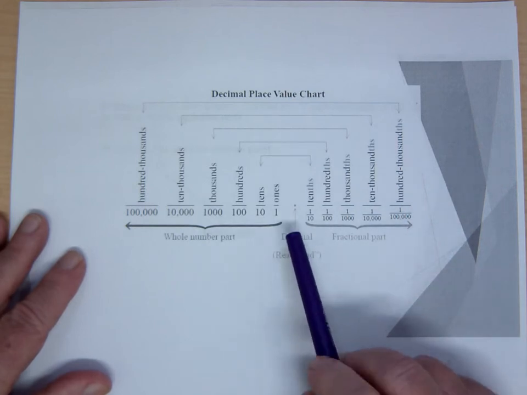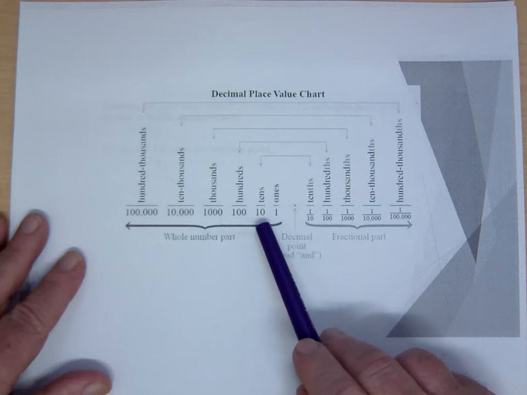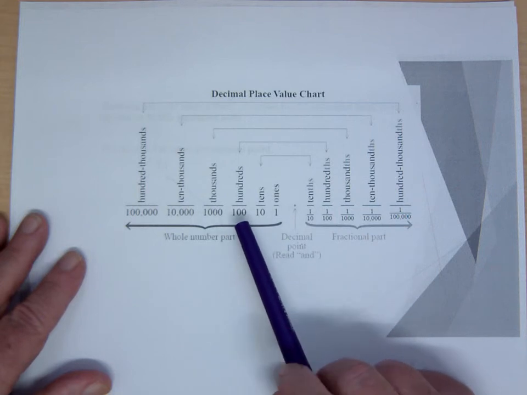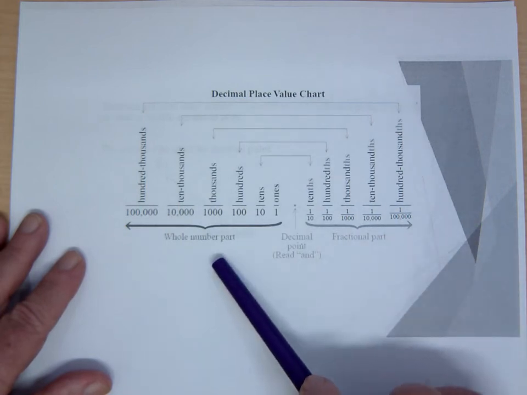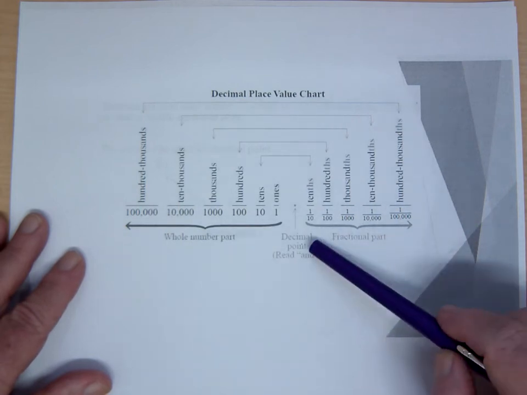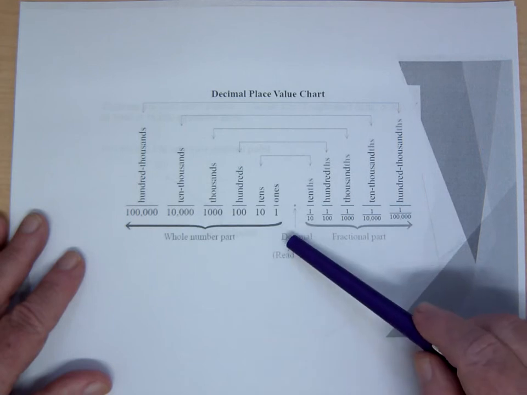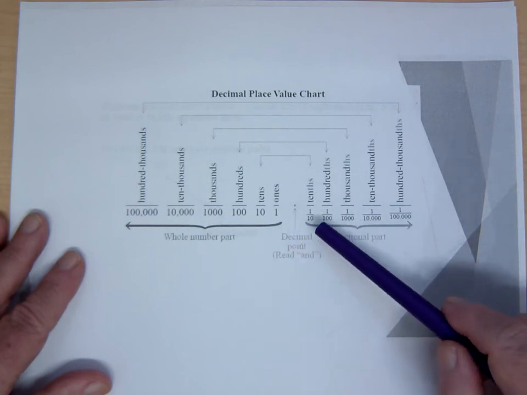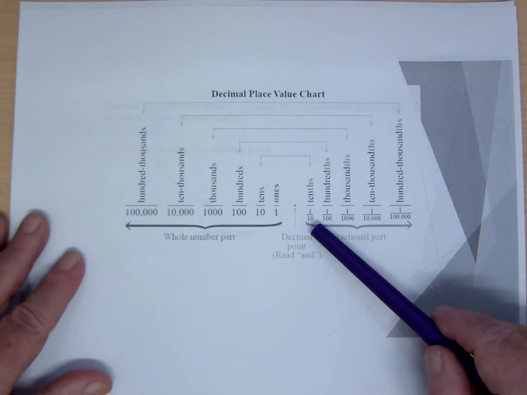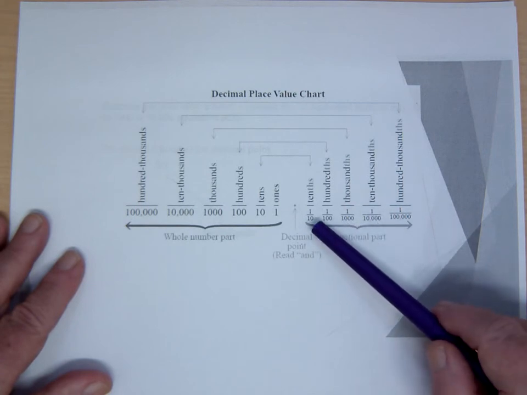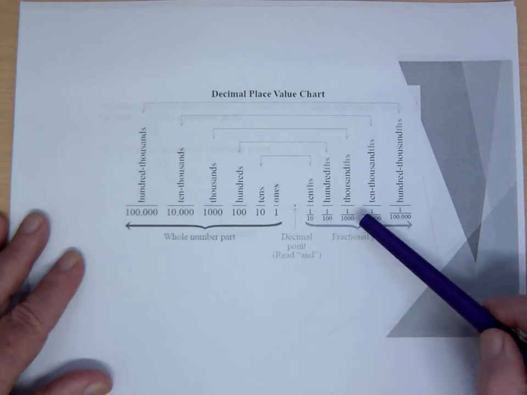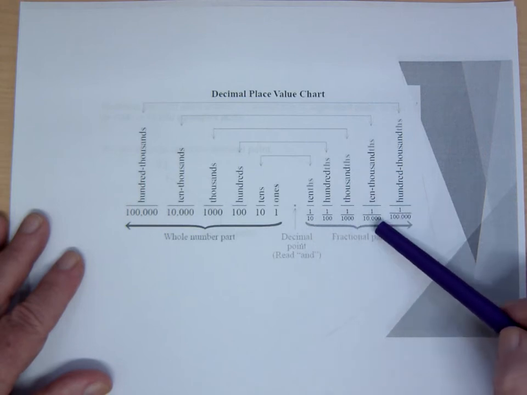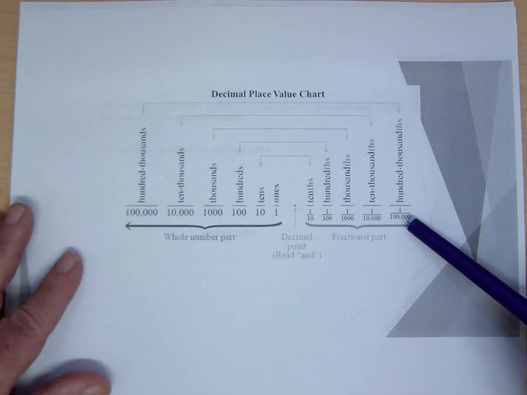But then when we go left, this is the ones position, that is the tenths position, that is the hundredths position, thousands, 10,000s, 100,000s, and so on and so forth. Those are the whole number parts. But then on the other side of the decimal point, we go with fractional values, and this is going to be the tenths position. This is the hundredths position, thousandths position, 10,000ths position, and 100,000ths position.